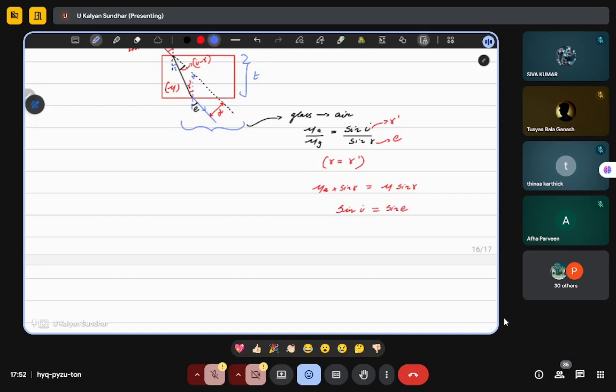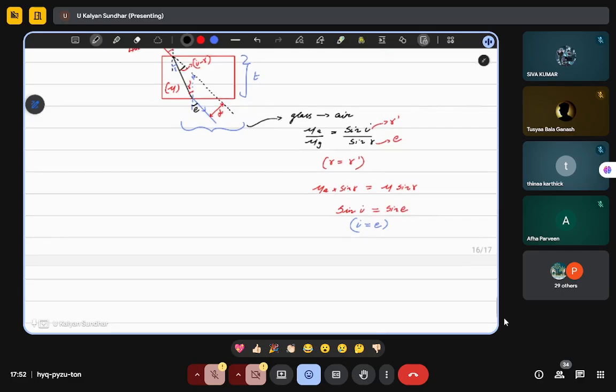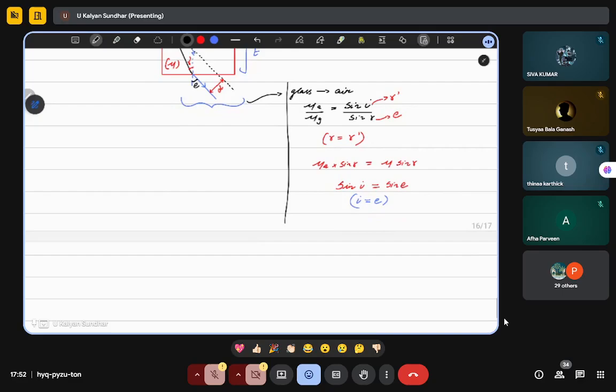So since the angles are small, I can write that your angle of incidence is equal to the angle of emergence. This is the proof that the emergent ray is moving parallel to your incident ray. Right? Now, what about the thickness? It's just a proof, don't spend more time on this.